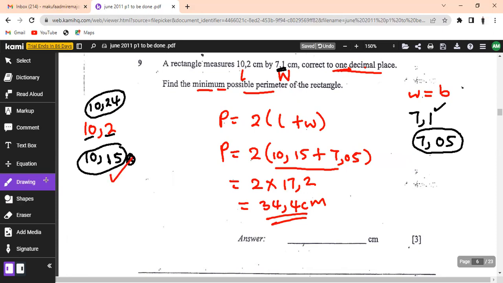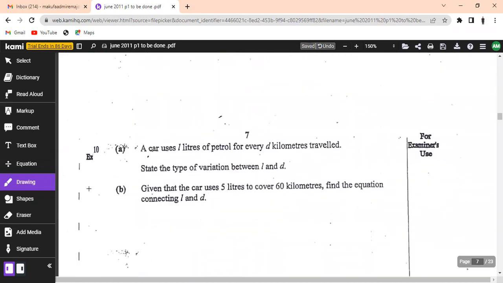So for the minimum value, you use the minimum values. If it was maximum, you're going to use the maximum value here, which means for 7.1, the maximum value was going to be 7.14. So these were the values that we're going to use if it was requiring you to calculate the maximum possible. But in this case, it's minimum, so you use minimum values there. All right, so that was it, guys.